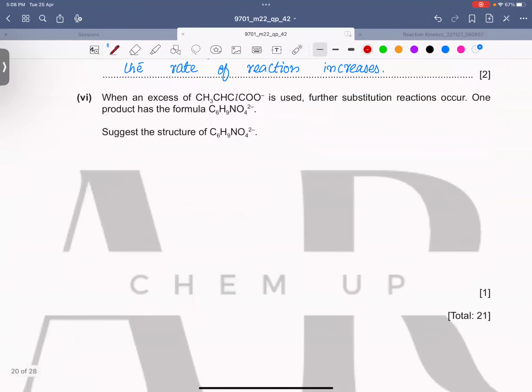Okay. When an excess of 2-chloropropanoate is used, further substitution reaction occurs. One product has the formula C6H9NO4 negative. Oh, okay. So this is the structure. Yes, can anyone do this? What they are saying is, when there is an excess of this molecule, then this would happen.